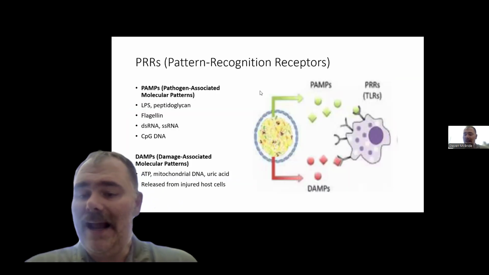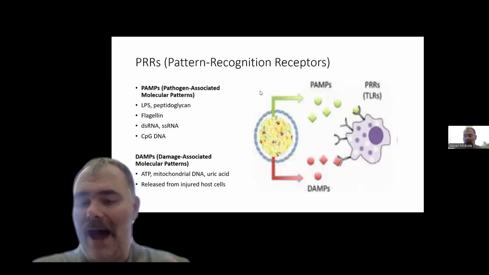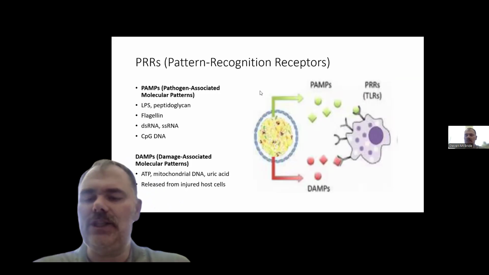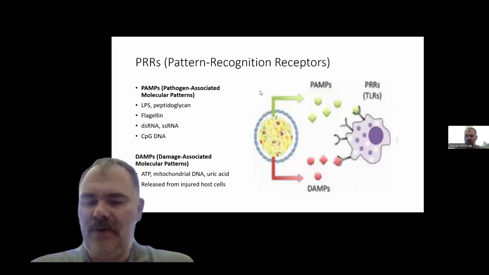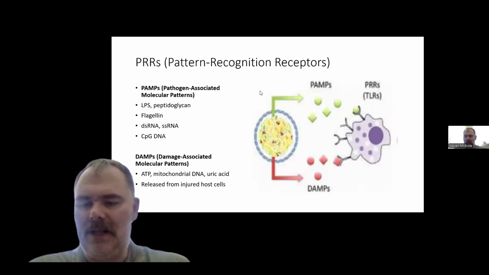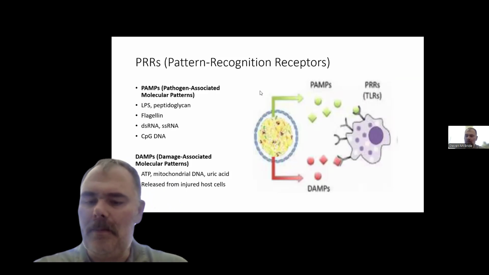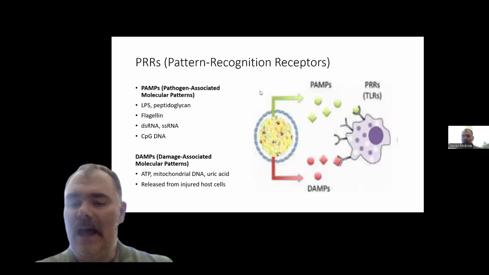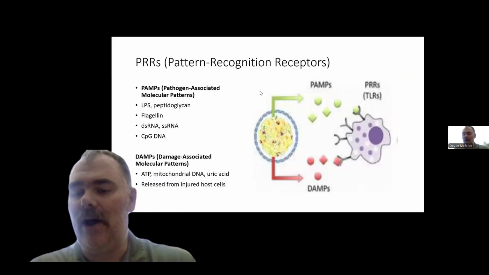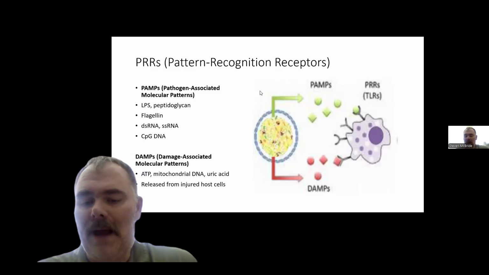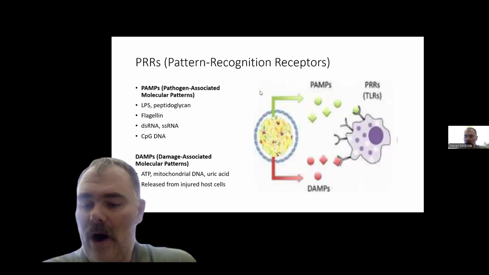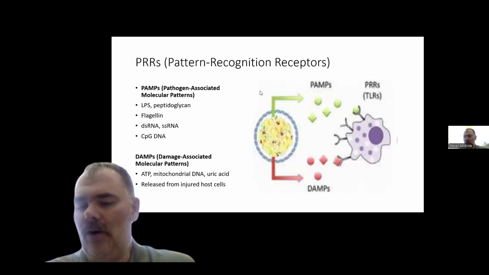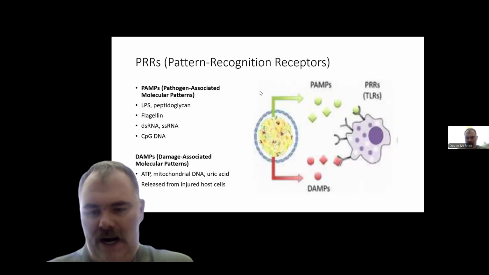All right. So the innate immune system relies on receptors called pattern recognition receptors, or PRRs. PRRs recognize two major categories of signal. The first category is called pathogen associated molecular patterns, or PAMPs. These are molecules commonly found in microbes, but not normally found in host tissues. Examples include lipopolysaccharide, or LPS, from gram-negative bacteria, peptidoglycan from bacterial cell walls, flagellin from bacterial flagella, and various forms of microbial nucleic acids such as viral RNAs.